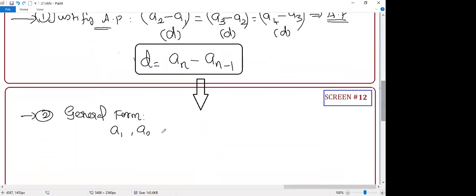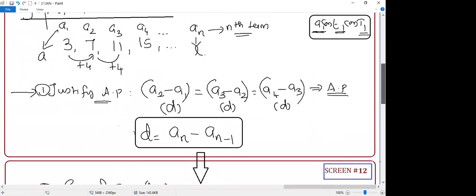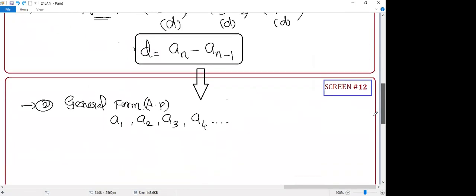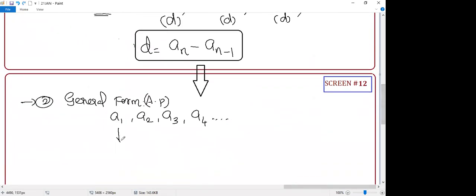A1, A2, A3, A4. So it is a general form, not only of AP. Guys, it's a general form of everything. Any sequence has a general form. But what is special for AP? You just observe the thing. A1 is what? So I'm going to rearrange that. Guys, please listen. Don't talk in the middle. Let me complete, then I'll ask the question.